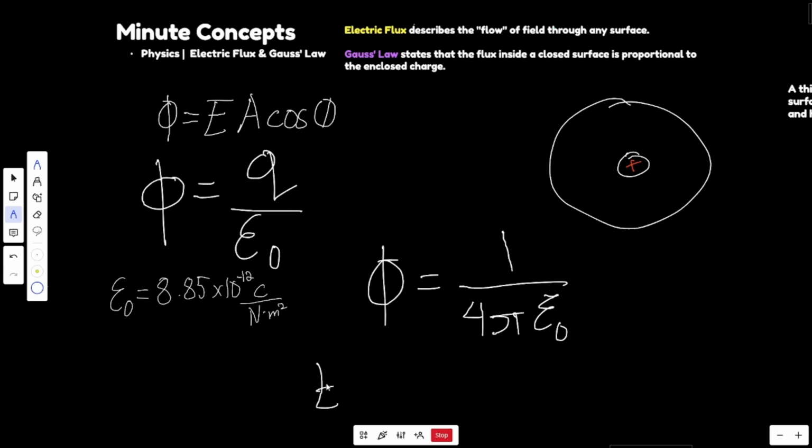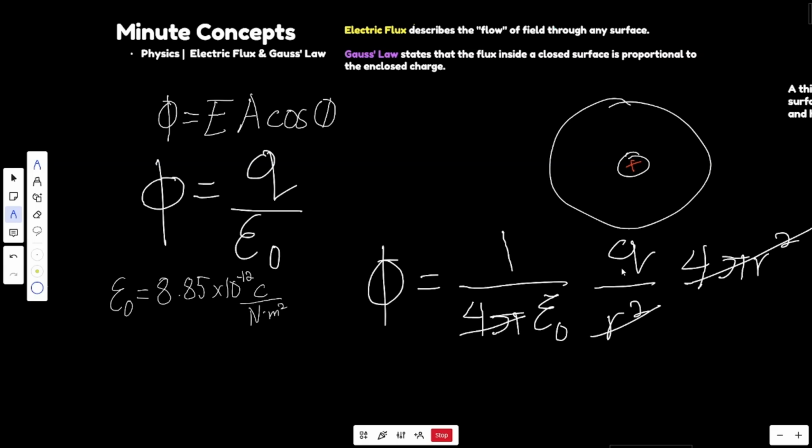And we know that E is equal to k times q over r squared. So all we have to do now is just write our q over r squared, times the area. Now what's the surface area of a sphere? The surface area of a sphere is 4 pi r squared. And we can see from here that these cancel out, get rid of each other, and we're left with q over epsilon naught. And there you have it.